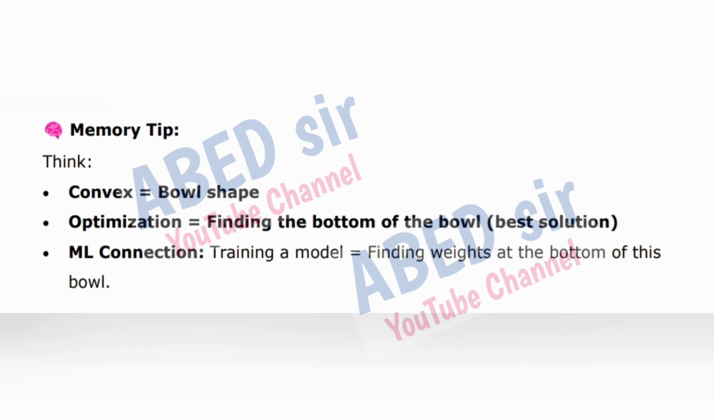Memory tip. Think: convex equals ball shape. Optimization equals finding the bottom of the ball, the best solution. ML connection. Training a model equals finding weights at the bottom of this ball.